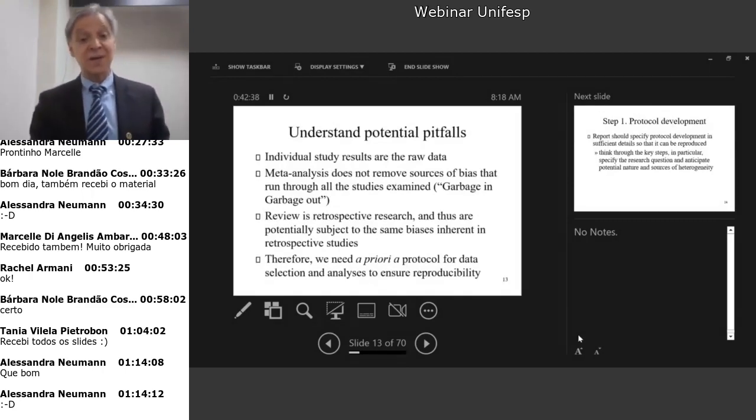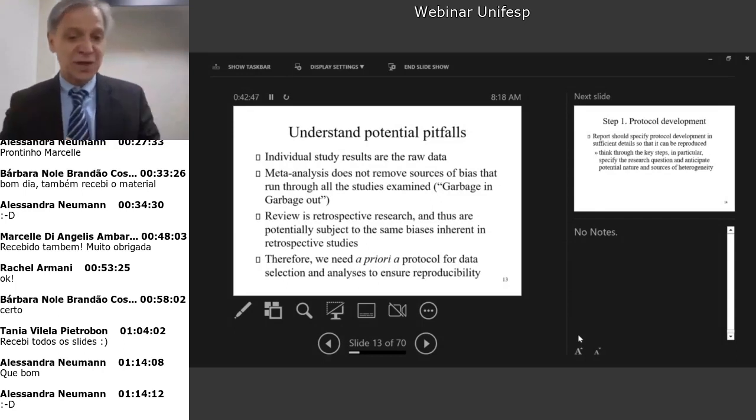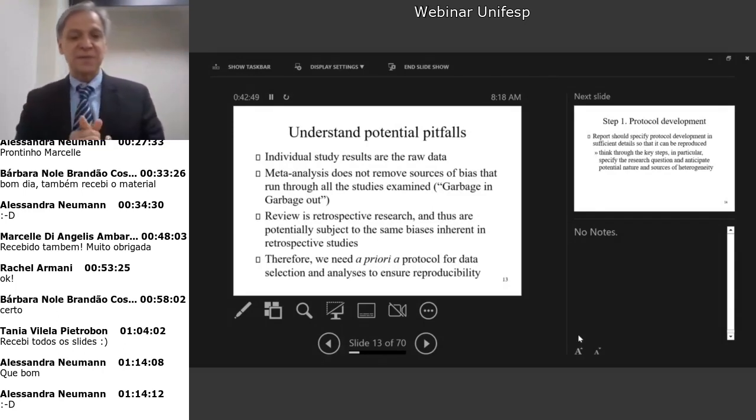Understand potential pitfalls in that process. Individual study results are the raw data. Meta-analysis does not remove sources of bias that run through all the studies examined, okay? And that's why Simon wrote here, garbage in, garbage out. So your selection of these studies is the critical piece, okay?